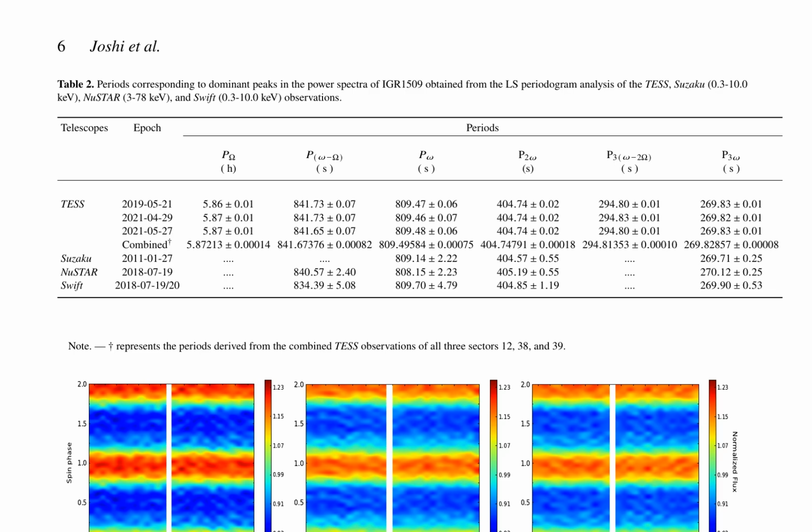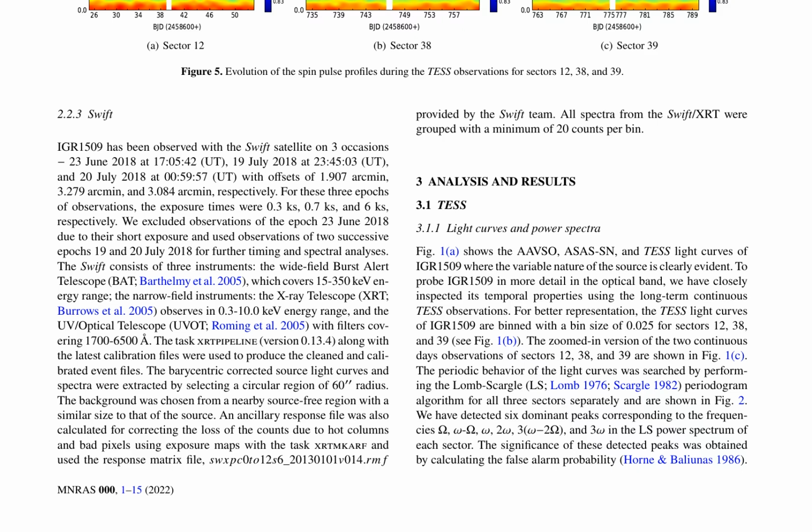Swift observations of IGR 1509 were conducted on 3 occasions, with exposure times of 0.3 kiloseconds, 0.7 kiloseconds, and 6 kiloseconds. The background was selected from a nearby source-free region of similar size to the source, and an ancillary response file was calculated to correct for count losses due to hot columns and bad pixels using exposure maps.